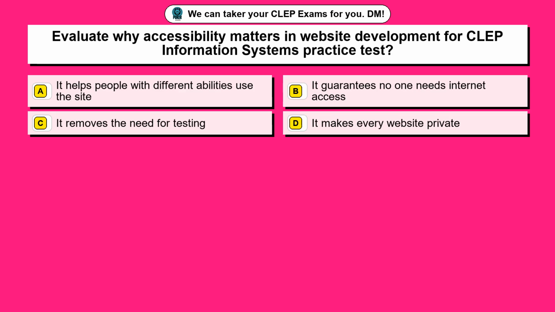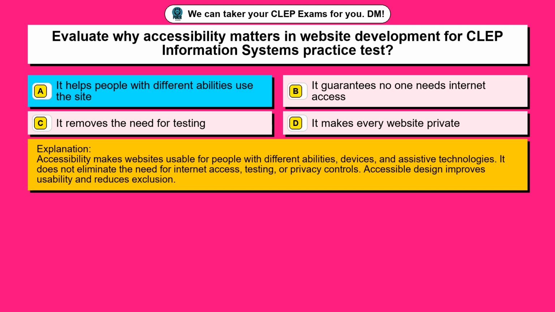Question 37. Evaluate why accessibility matters in website development for CLEP Information Systems practice test. Option A. It helps people with different abilities use the site. Option B. It guarantees no one needs internet access. Option C. It removes the need for testing. Option D. It makes every website private. The correct answer is option A. It helps people with different abilities use the site.